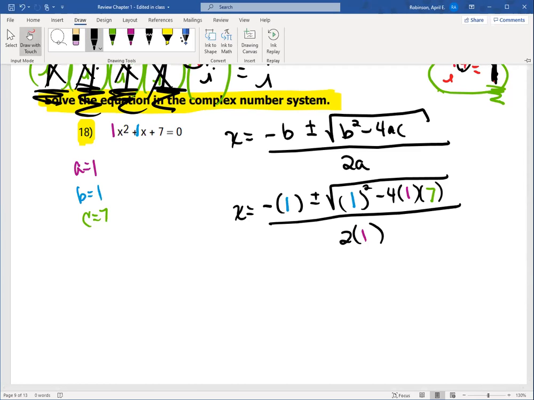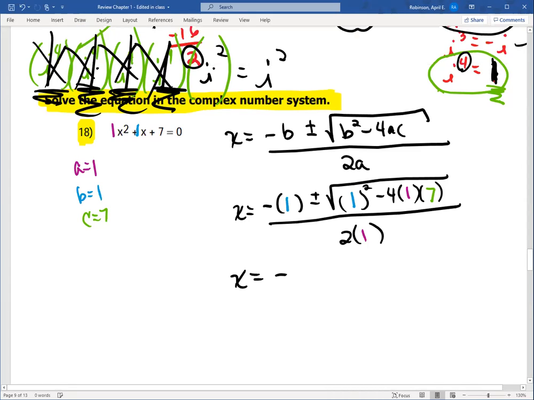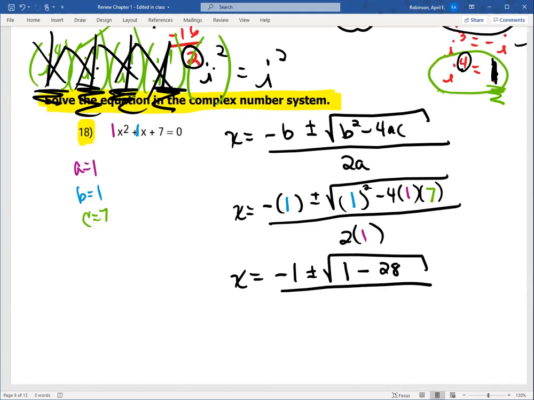It's vibrating. So it's going to be negative 1 plus or minus the square root of 1 squared is 1, minus 4 times 1 times 7 is 28, all over 2 times 1 is 2. And then when I take 1 minus 28, I get a negative square root of 27.